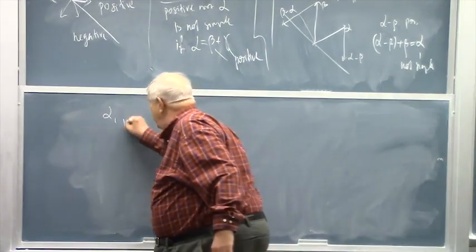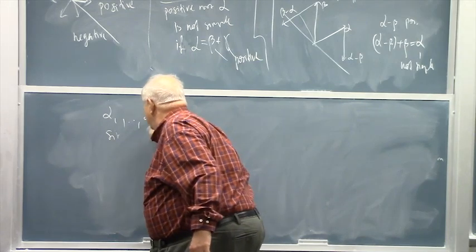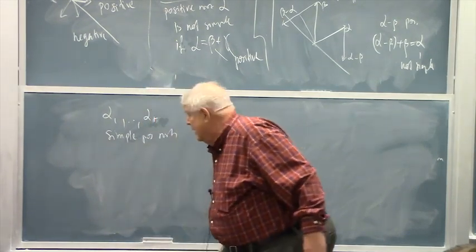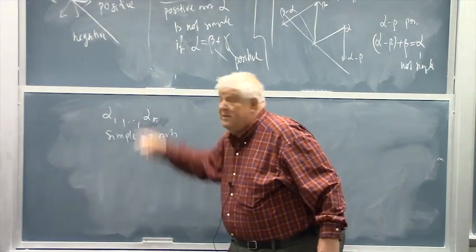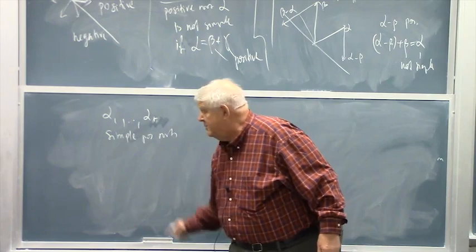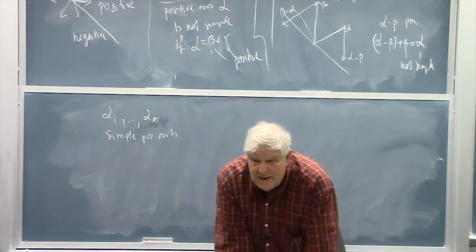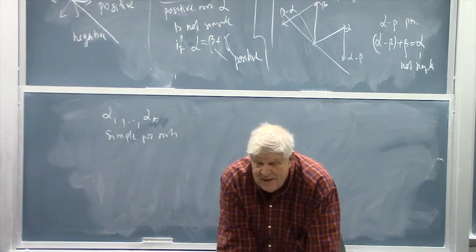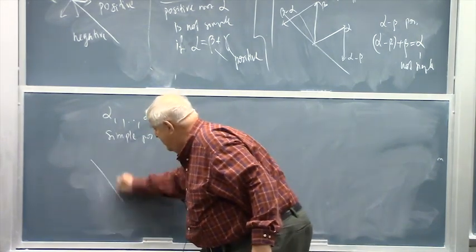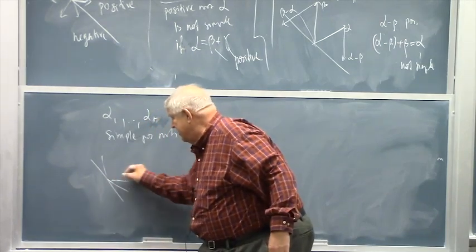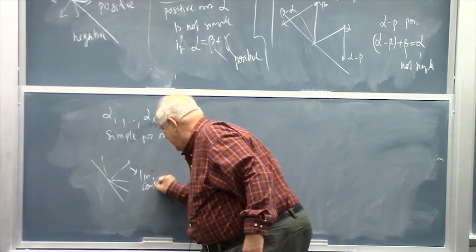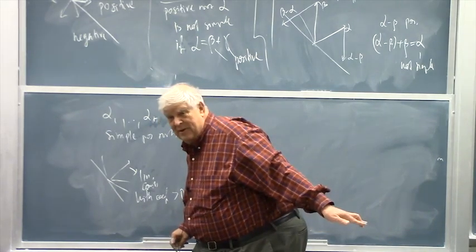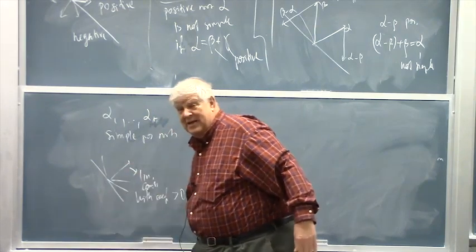Suppose that alpha 1, ..., alpha r are the simple positive roots, r being the rank. Now, what is very clear right from this picture is that it is not possible that a linear combination of these simple positive roots with non-negative coefficients, at least one of which is positive, is 0. You see, they all are on one side of this hyperplane, so such a combination has a non-zero component in this direction, right?